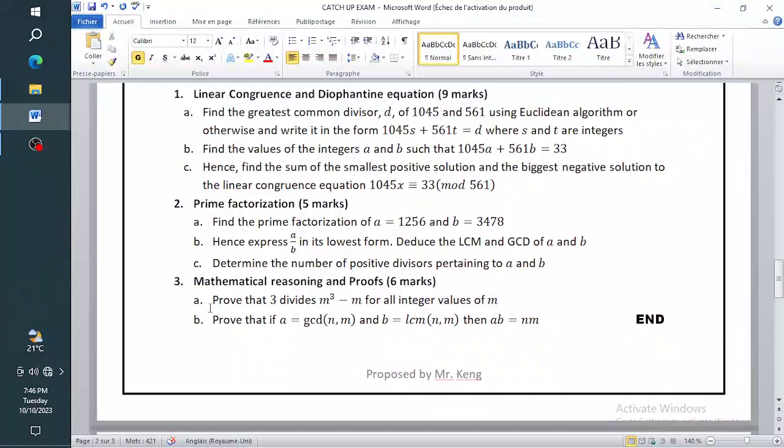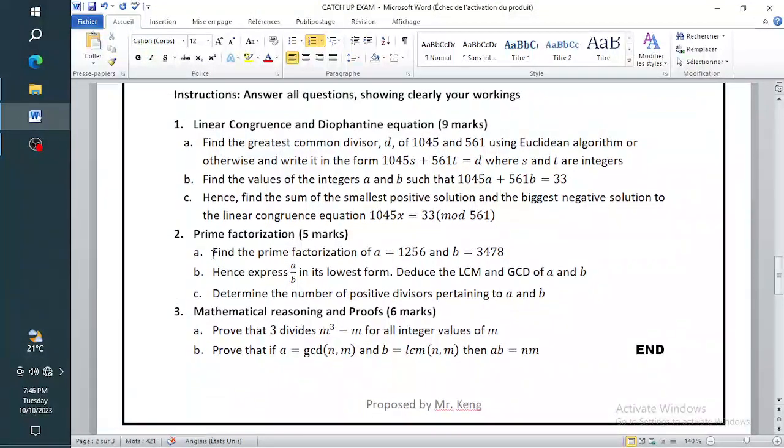Now, question 3a was to prove that 3 divides m cubed minus m for all integer values of m, and I said you can use any method of your choice. Some people were saying that they used a counter example. I'm going to mark it wrong. Why? Because a counter example is used to prove that a statement is false, so you cannot use that here. We have to prove that 3 divides m cubed minus m. You could use induction. Yes, induction is the best way to do this. You have to prove that m cubed minus m is a multiple of 3, so review your lesson on divisibility.